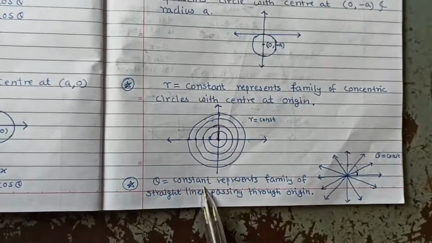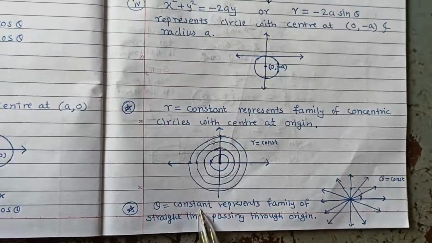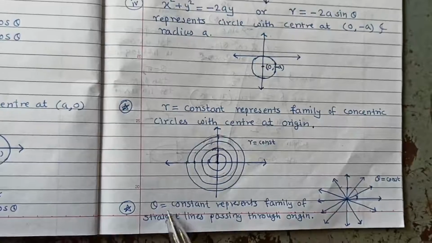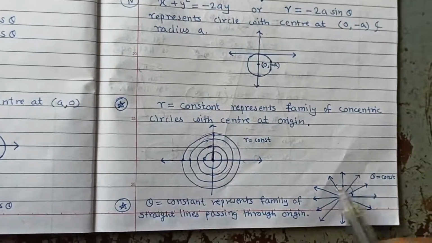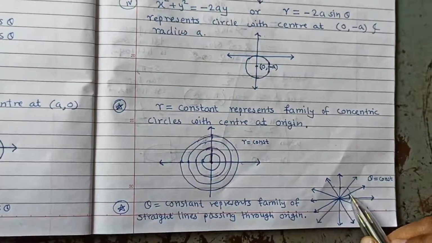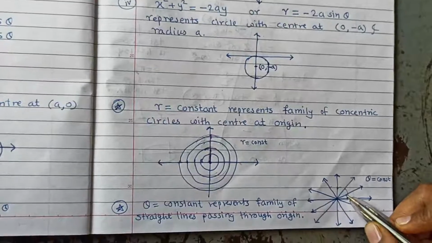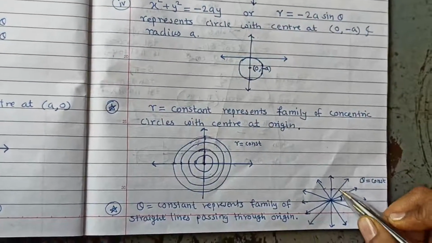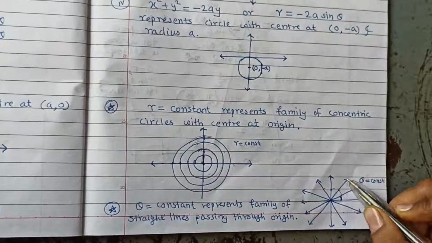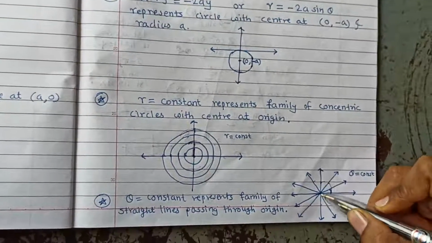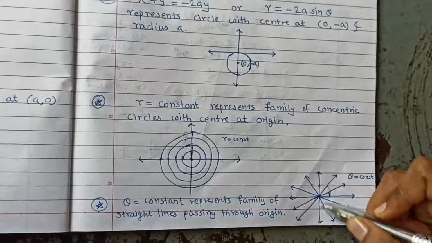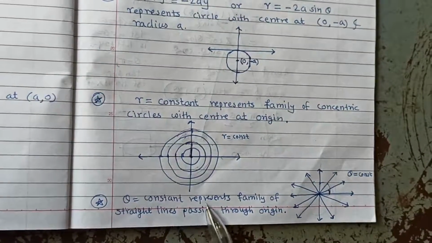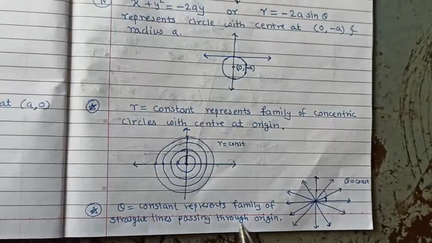If theta equal to constant is the given equation, then this represents a family of straight lines passing through origin, because theta means the angle made by that straight line with the x-axis. So suppose theta is equal to 10 degrees, then this will be the line. Theta equal to some 25 degrees, then maybe this will be the line. Theta equal to 90 degrees, then this is the line, and so on. So in general, theta equal to constant represents a family of straight lines passing through origin.